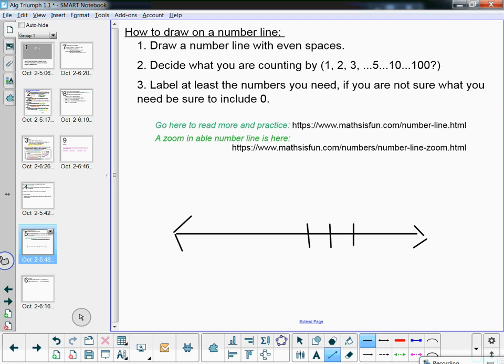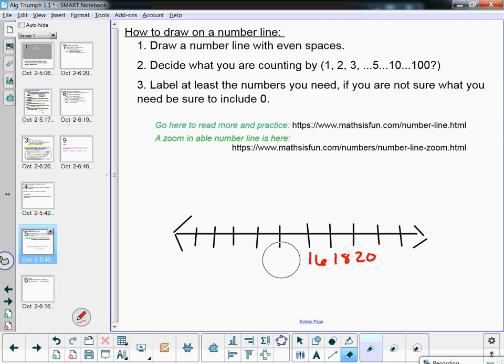I want to draw these about as even as I can. I know it's not going to be 100% perfect if you don't have graph paper. If you need it, I always have it. Okay? Then decide whatever it is you're going to count by. Maybe you're going to count by 2s. And I need to start at 14. 14, 16, 18, 20, and so forth. Be sure to label at least the numbers you need. If you're not sure what you need, be sure to include 0. It's always a good way to make sure you know where 0 is.